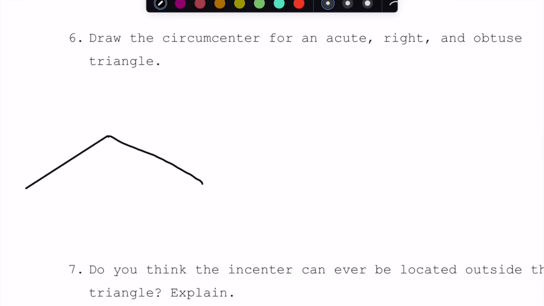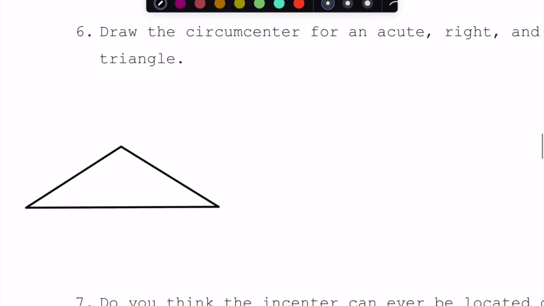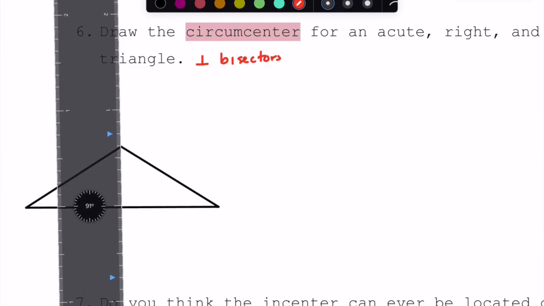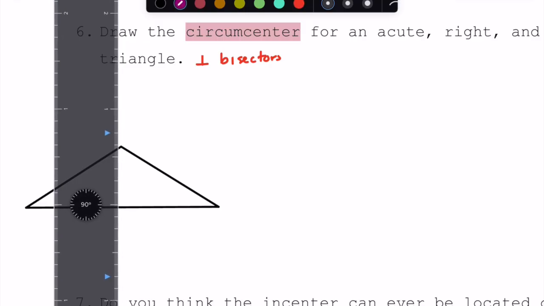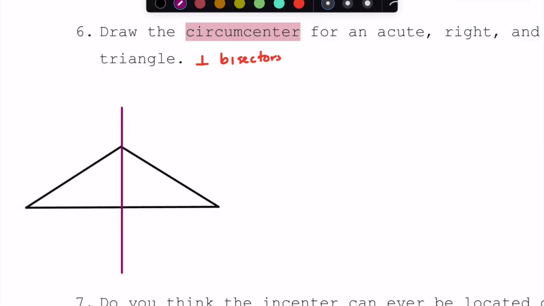So let's draw an obtuse triangle. Let's do this right here. And let's find the circumcenter. So the circumcenter is for perpendicular bisectors. So let me get my ruler out. I'm going to draw my first perpendicular bisector. So you see how that's 90 degrees. It's going to split the other side in half.